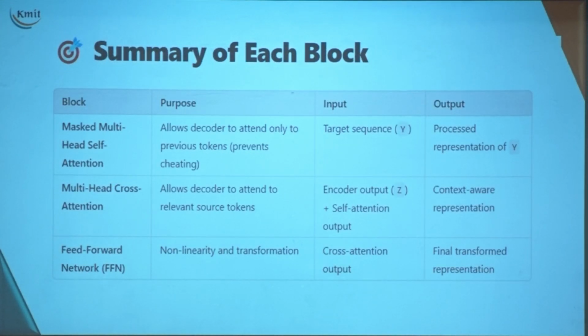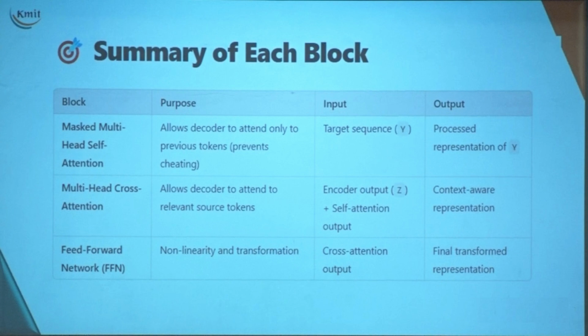So when you look into the summary, please understand this summary. We have three blocks. What are those three blocks? Masked multi-head self-attention, multi-head cross-attention, and feed forward. Masked multi-head self-attention allows the decoder to attend only to previous tokens, which prevents knowing the next values in the target sequence. Multi-head cross-attention allows the decoder to attend to the relevant source tokens, and feed forward introduces non-linearity and helps us with transformation.